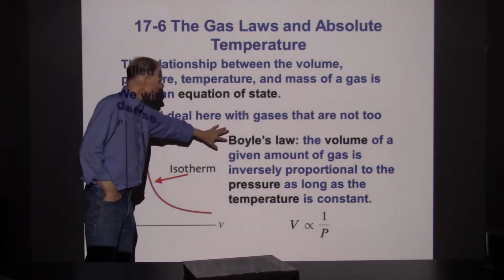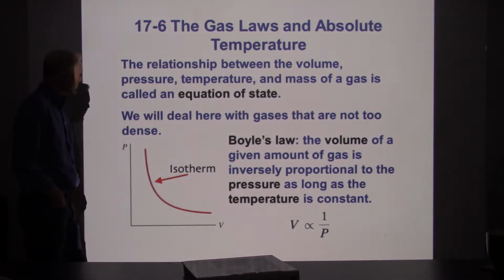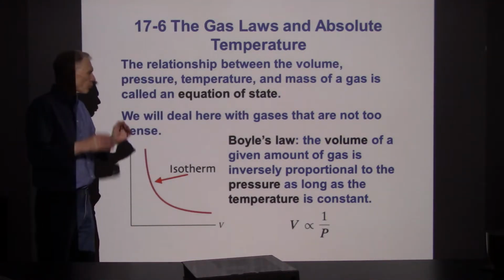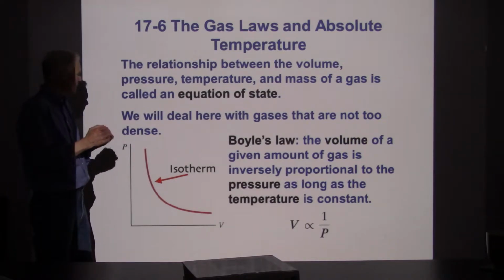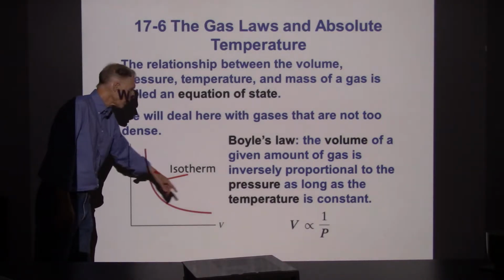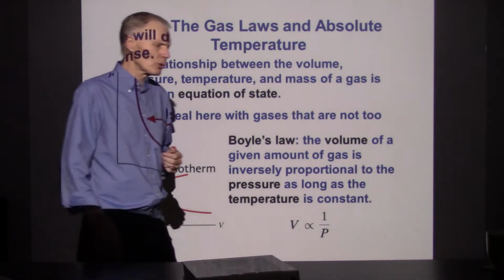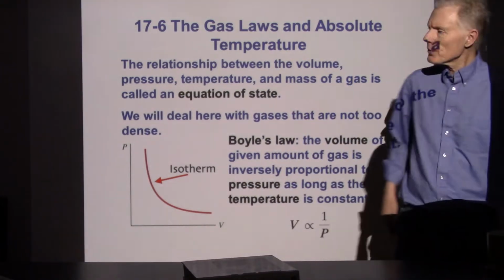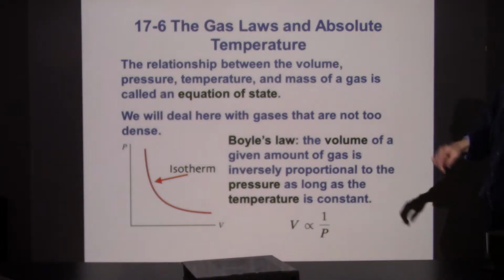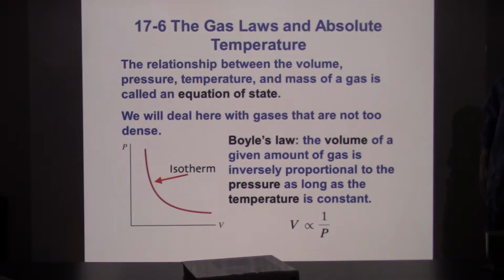Now there's what's called Boyle's law, and Boyle's law was the idea that if we keep the temperature constant, the pressure and volume are inversely related. They're inversely proportional to each other. What that says is, if the volume shrinks by a factor of 2, the pressure goes up by a factor of 2. If the volume increases by a factor of 5 for a collection of molecules, the pressure goes down by a factor of 5.